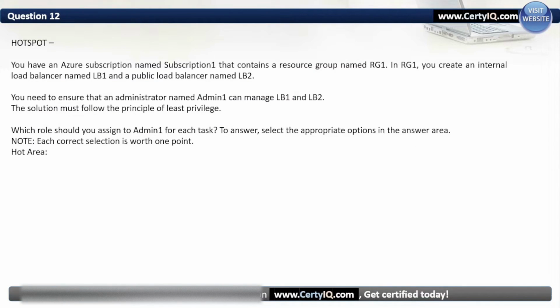Question 12. Hotspot. You have an Azure subscription named Subscription 1 that contains a resource group named RG1. In RG1, you create an internal load balancer named LB1 and a public load balancer named LB2. You need to ensure that an administrator named admin1 can manage LB1 and LB2. The solution must follow the principle of least privilege. Which role should you assign to admin1 for each task? To answer, select the appropriate option in the answer area. Note, each correct selection is worth 1 point.